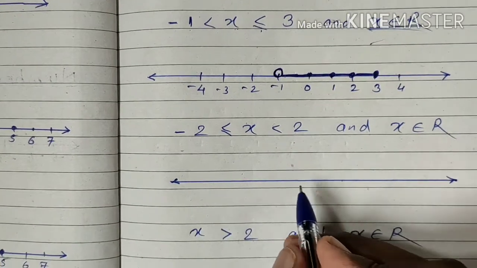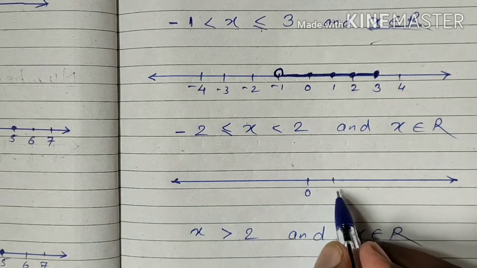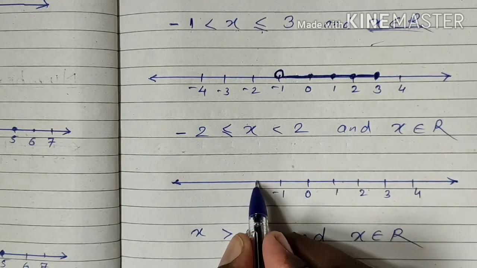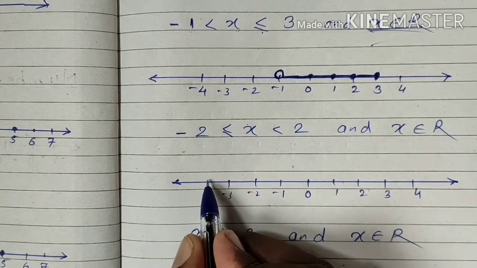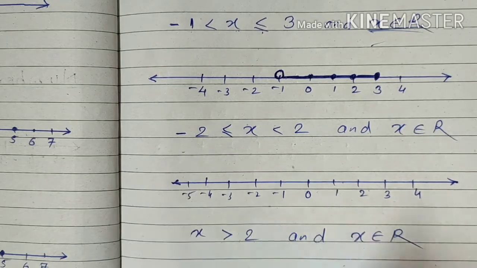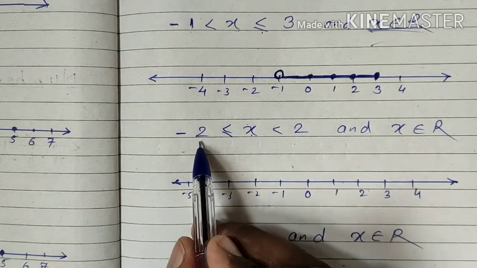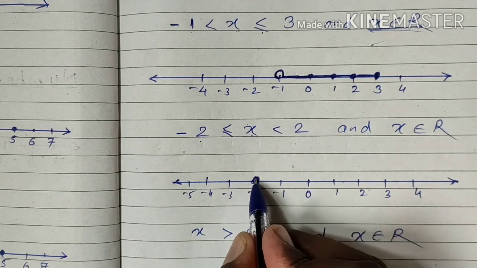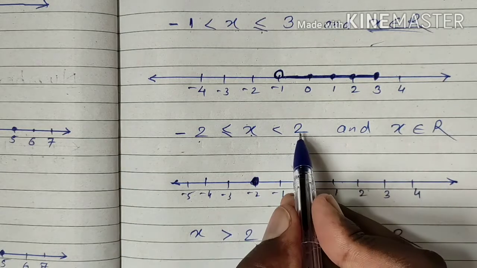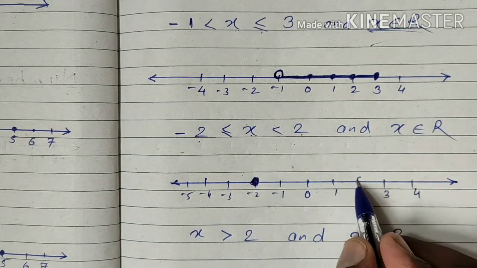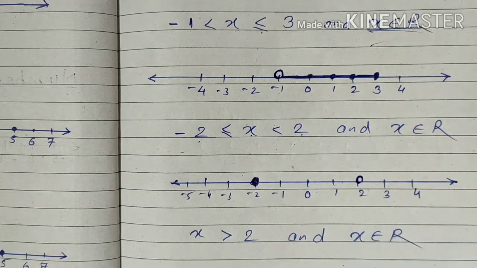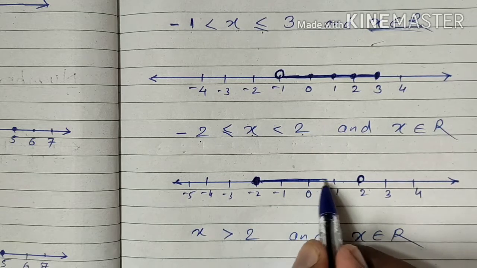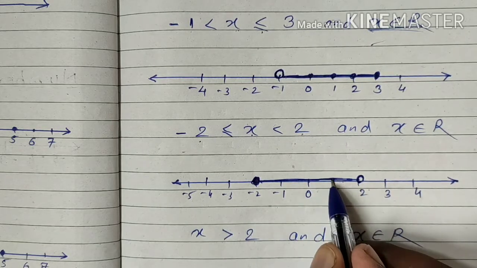Then similarly there is the next question. 0, 1, 2, 3, 4, then minus 1, minus 2, minus 3, minus 4, minus 5. Now what they are saying: X is greater than or equal to minus 2. That means minus 2 is included here. Got it? But 2 is not included, so give the hollow circle for this 2. Understood? All the numbers are included, so darken this line.